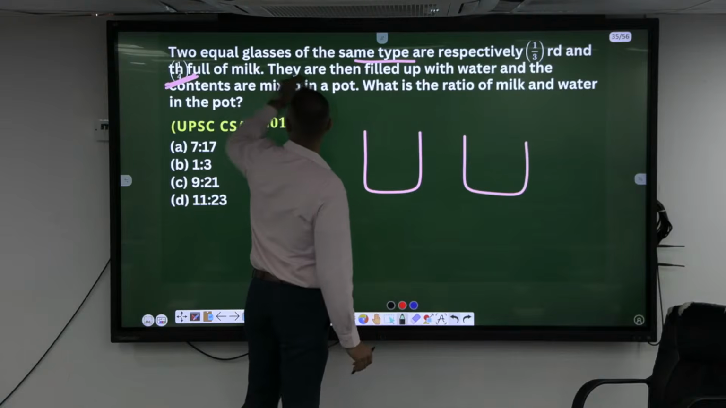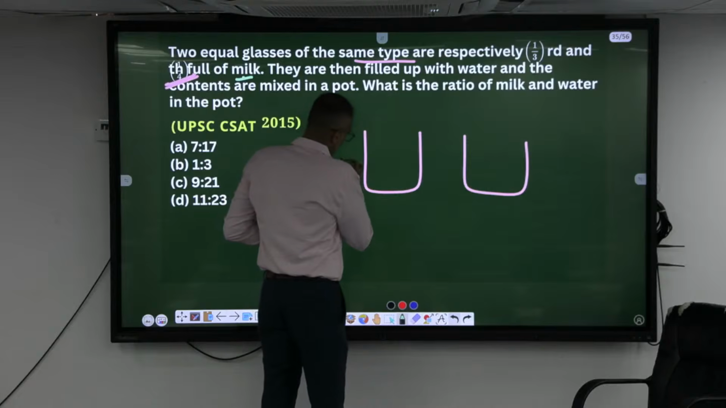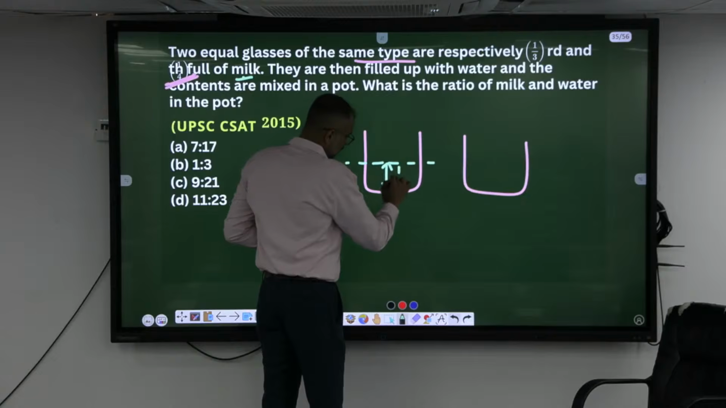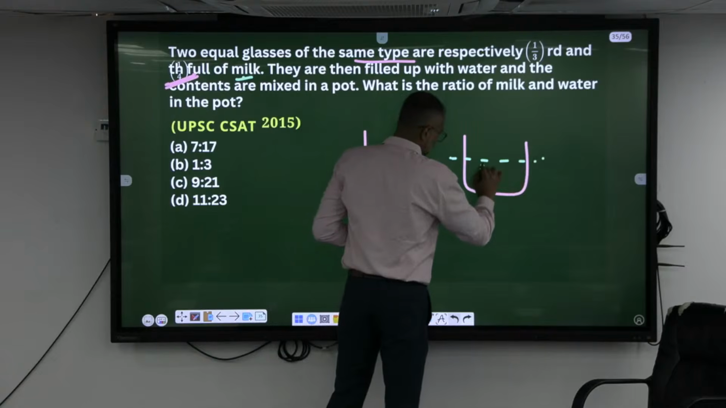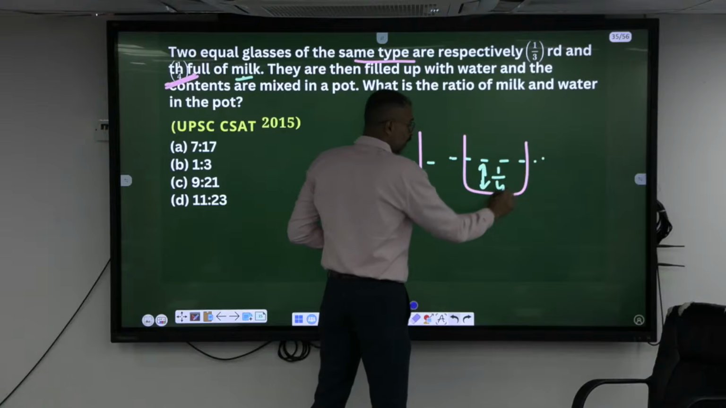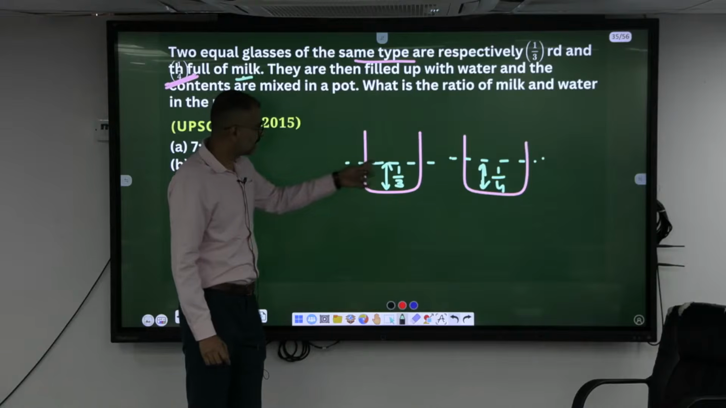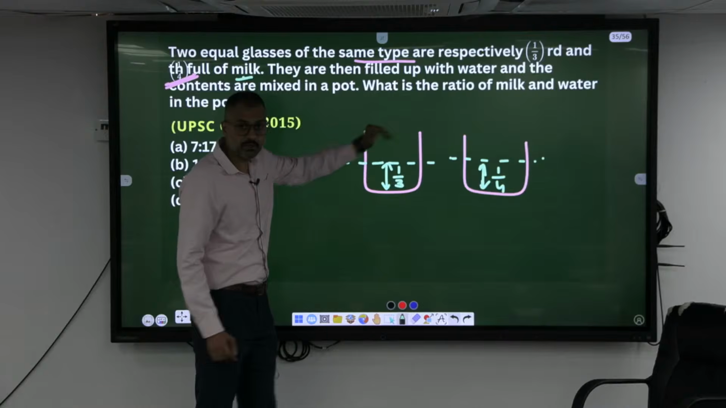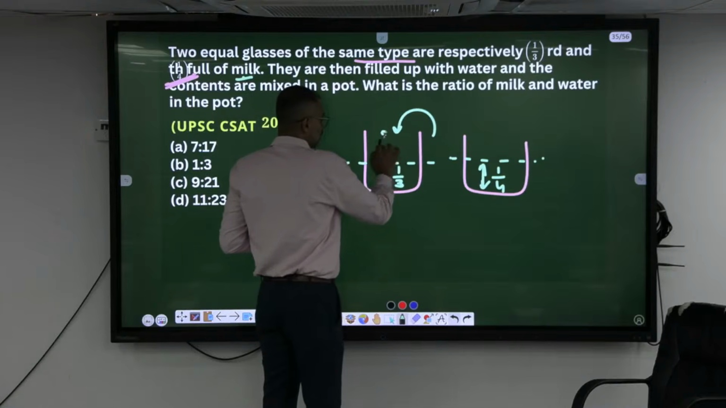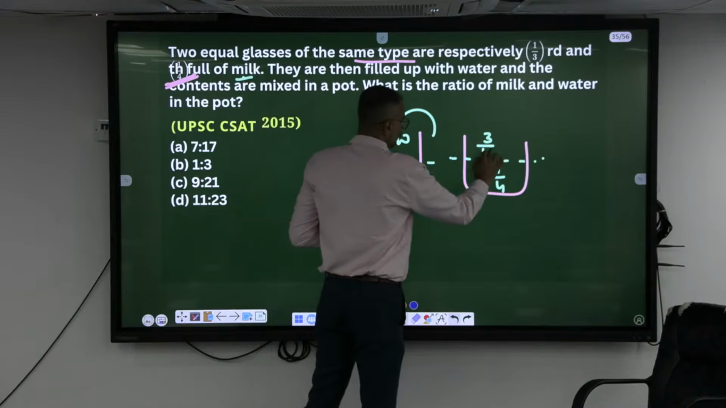Okay, one of the vessels is having how much? 1/3 milk. Can I consider this as 1/3 milk here? This is 1/3 milk. Another one is having 1/4, this is 1/4 milk, isn't it? Okay. Now, since they are of same quantity, afterwards we are filling it with water. How much is water? 2/3 water here. Here it is 3/4 water.